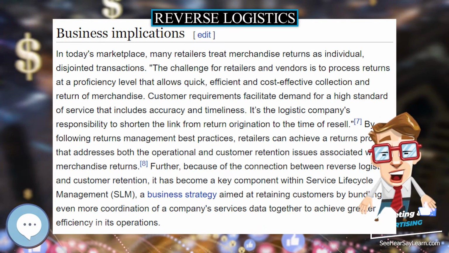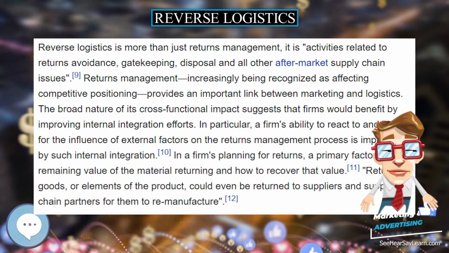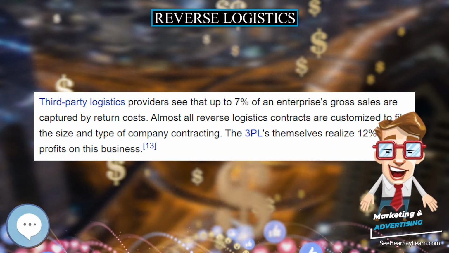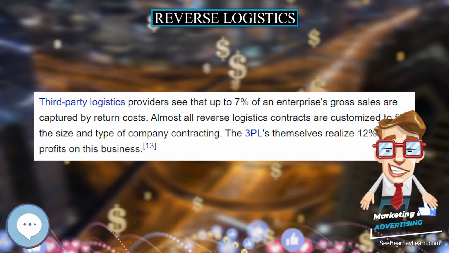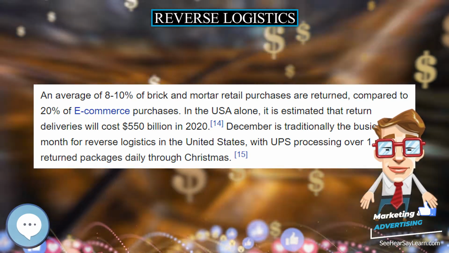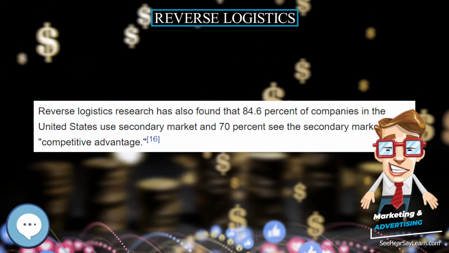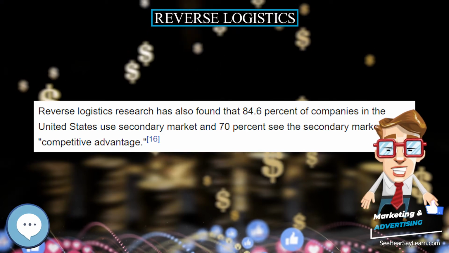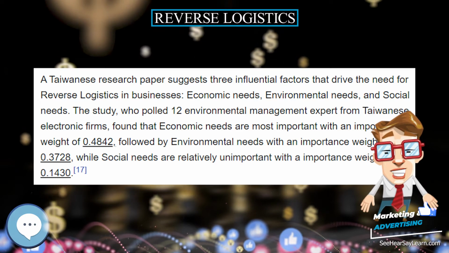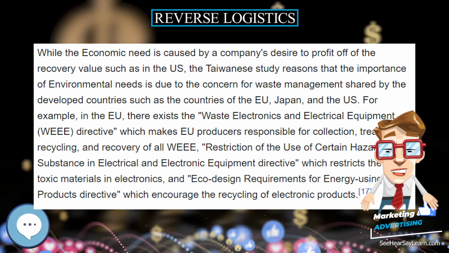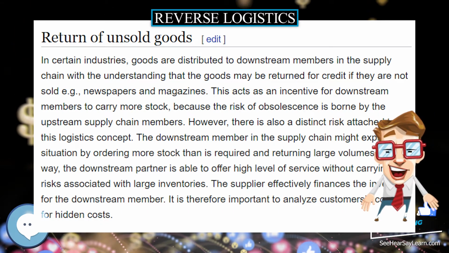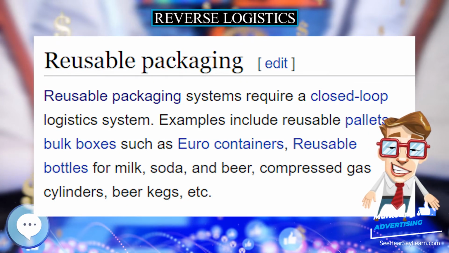Reverse logistics is more than just returns management, it is activities related to returns avoidance, gatekeeping, disposal and all other aftermarket supply chain issues. Returns management, increasingly being recognized as affecting competitive positioning, provides an important link between marketing and logistics. The broad nature of its cross-functional impact suggests that firms would benefit by improving internal integration efforts. In particular, a firm's ability to react to and plan for the influence of external factors on the returns management process is improved by such internal integration.